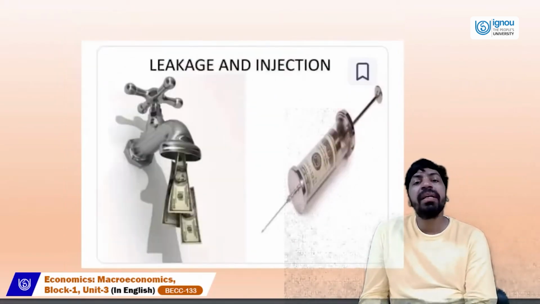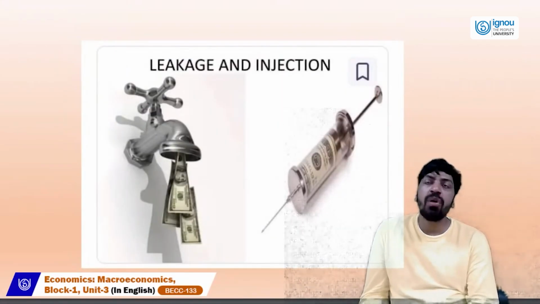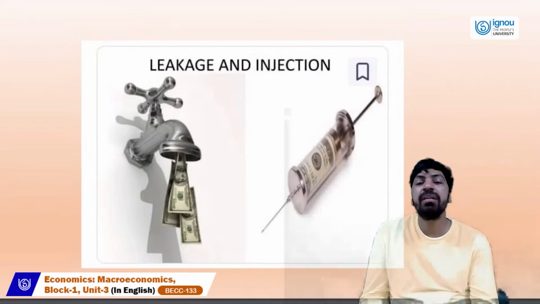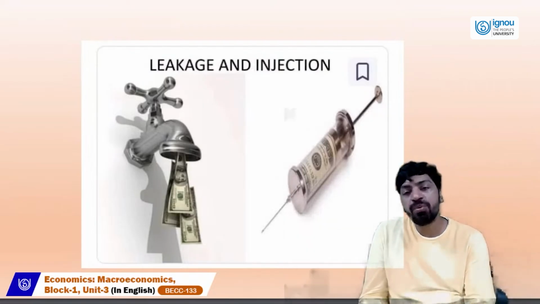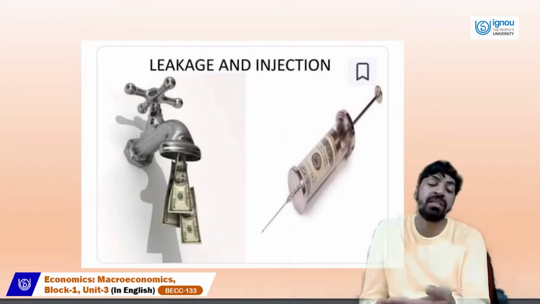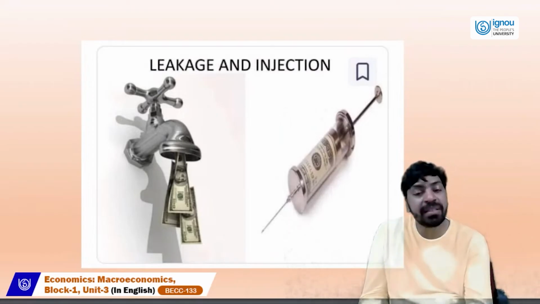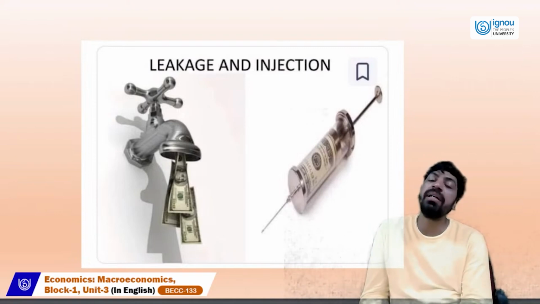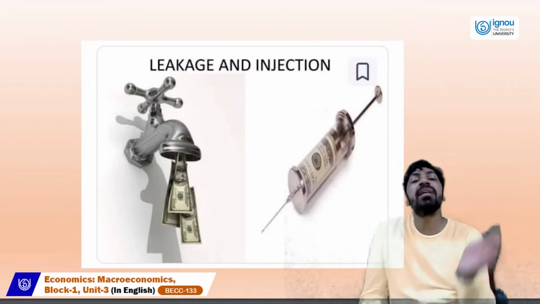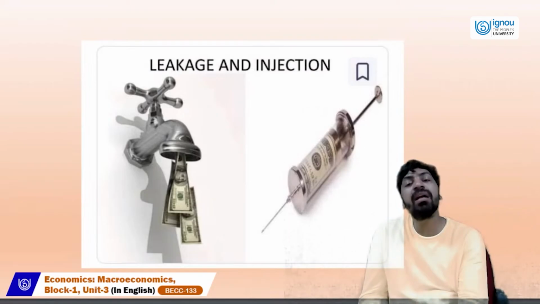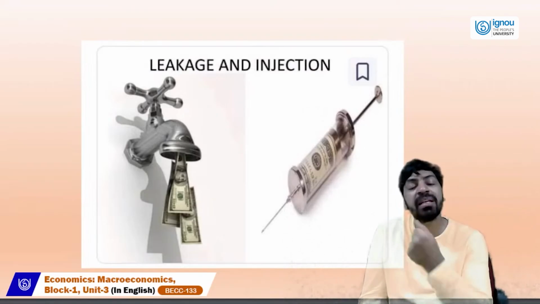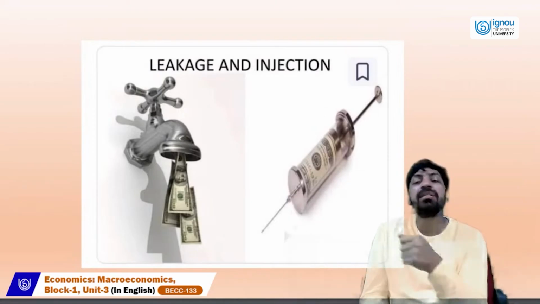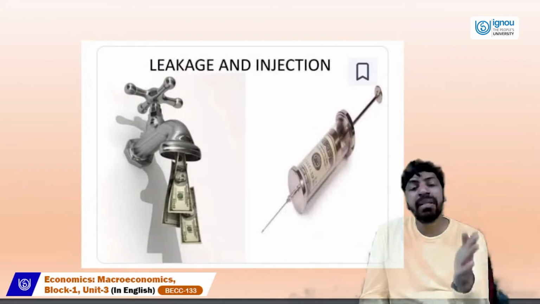Now we talk about the leakage and injection. When we talk about the leakage, we talk about the withdrawal of income, where the income is being taken out in the form of taxation, in the form of subsidies. So that's called a leakage in the flow. That means a leakage, a withdrawal of income in the form of government spending, in the form of taxation, in the form of subsidies. So this is all about the leakage case.